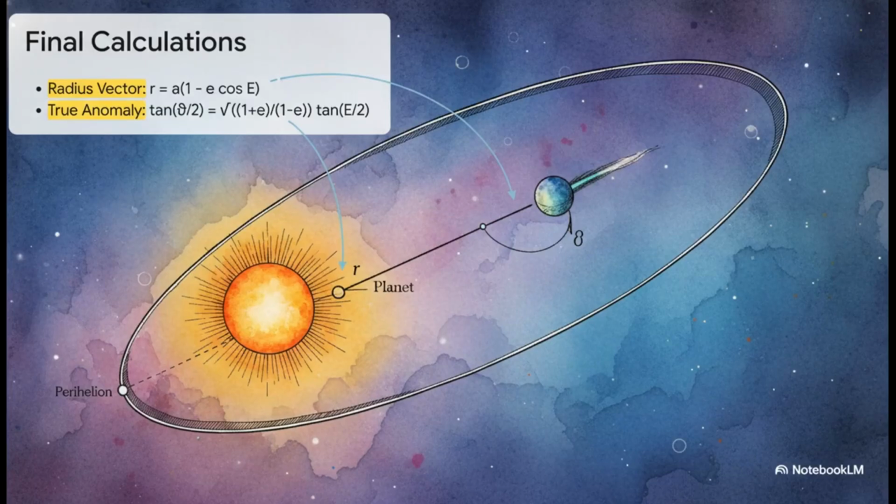But once we've done the hard work and solved for that eccentric anomaly E, the final step is actually pretty straightforward. We can now just plug that value for E into these 2 formulas. The first one gives us the radius vector, r. That's the planet's actual real-time distance from the Sun. And the second one gives us the true anomaly, theta, its actual angular position along the orbit as seen from the Sun. And there you have it, the planet's position.